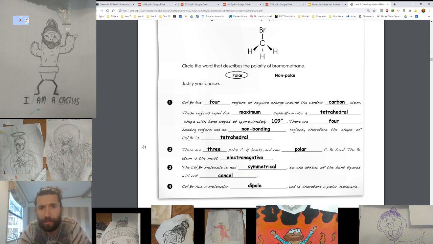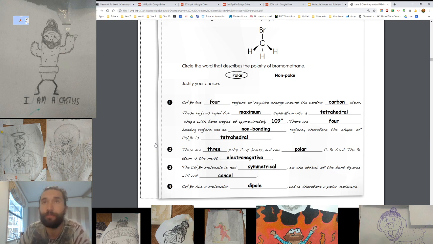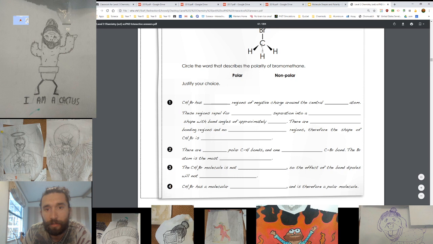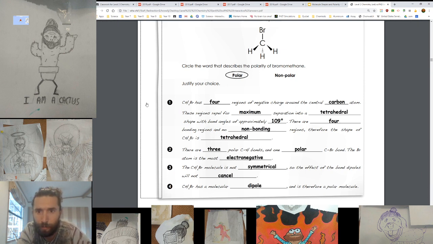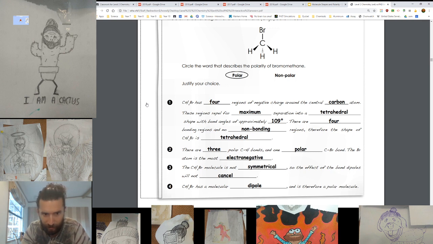So CH3Br, or bromomethane, has 4 regions of negative charge around the central atom. How do you know that? Well, you can count them. If you see that C, there are 1, 2, 3, 4 bonds coming off it, and no lone pairs. So it's got 4 regions of negative charge around the central carbon atom. And you always write this: these regions repel for maximum separation into a tetrahedral shape with bond angles of approximately 109 degrees.